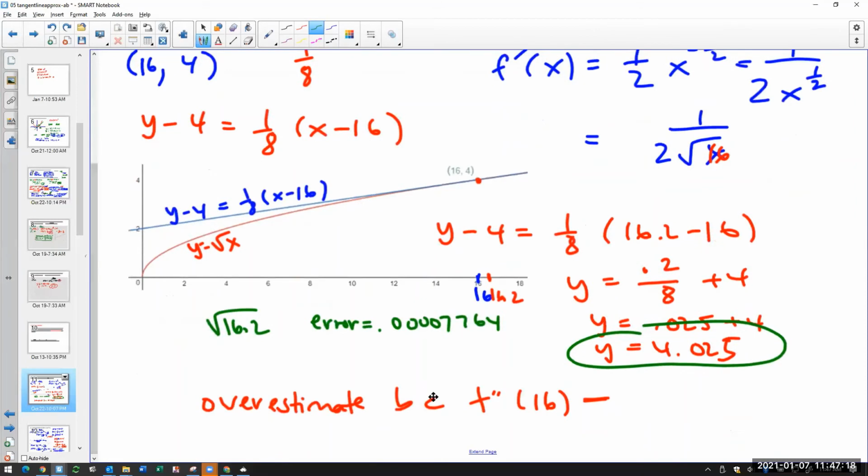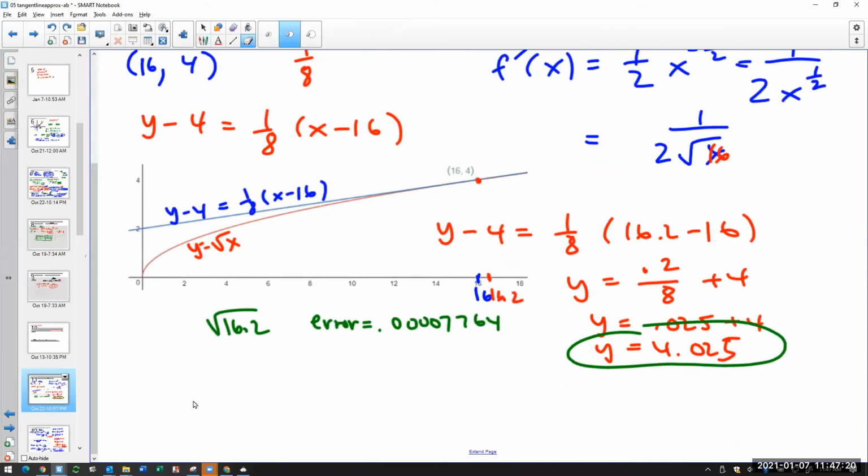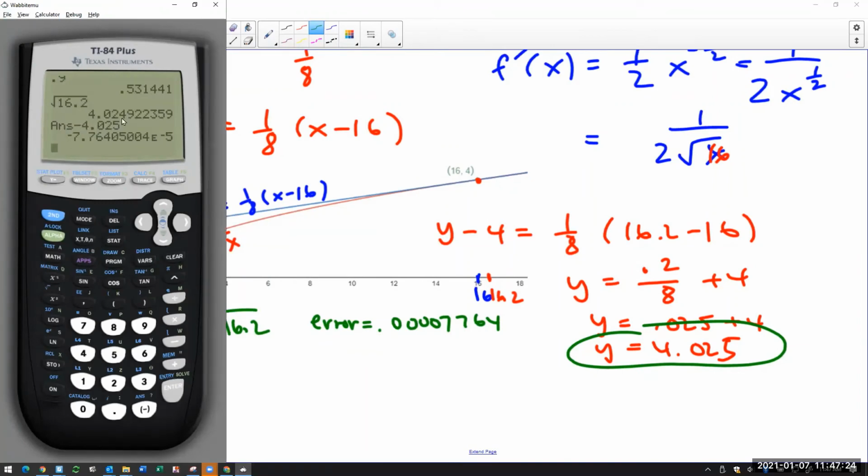Here's another question. Is this an overestimate or an underestimate? Let's look at the real value again, 4.0249. It's an overestimate. Do you see that? Because this number is bigger. So you'll say overestimate. I need you to help me justify this though. Which derivative do I look at? The second derivative, and is it positive or negative? Negative. Is everybody good? Do you see why it's negative?